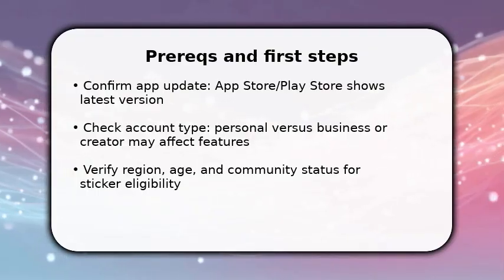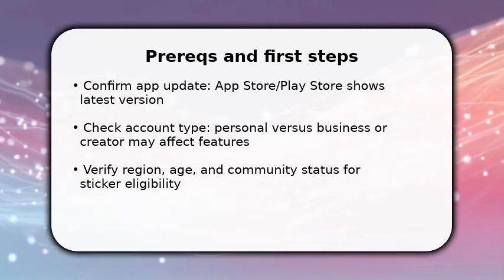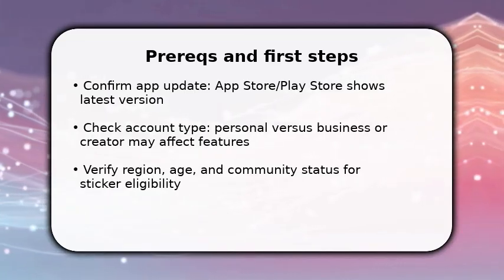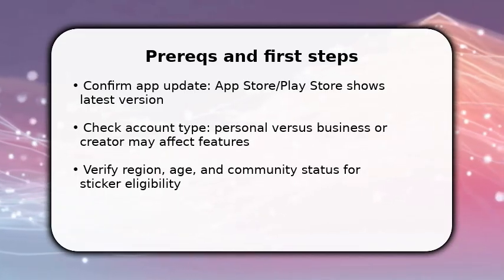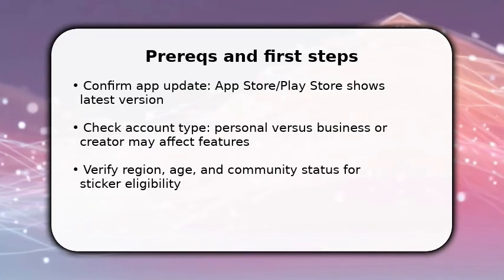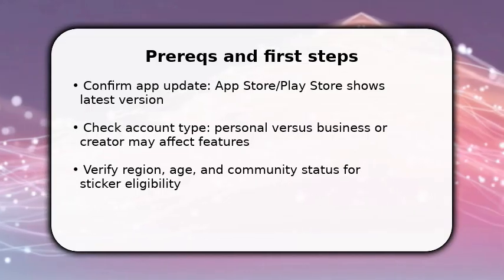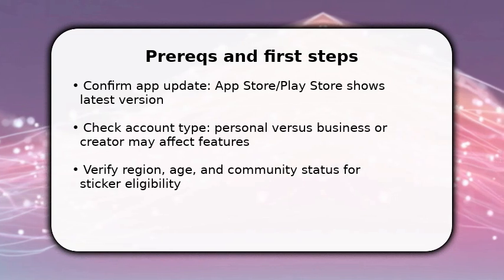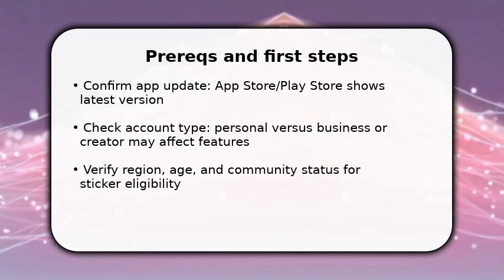You start by confirming essentials so you don't chase ghosts. Update Instagram to the latest build, then log out and back in to refresh feature flags. Make sure your account type and profile age meet sticker rules. Business or creator accounts sometimes differ, and region locks matter. Once done, clear app cache or reinstall if the update didn't apply. Also, toggle permission settings like microphone and camera because some stickers rely on hardware access. Doing this first prevents wasted troubleshooting later.